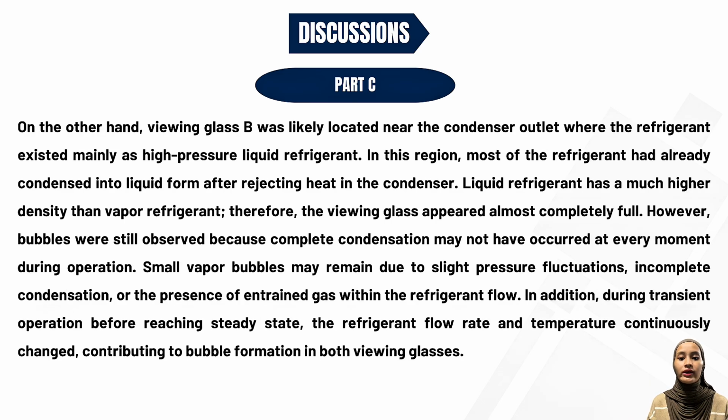On the other hand, viewing glass B was likely located near the condenser outlet where the refrigerant existed mainly as high-pressure liquid refrigerant. In this region, most of the refrigerant had already condensed into liquid form after rejecting heat in the condenser. Liquid refrigerant has a much higher density than vapor refrigerant, therefore the viewing glass appeared almost completely full. However, bubbles were still observed because complete condensation may not have occurred at every moment during operation.